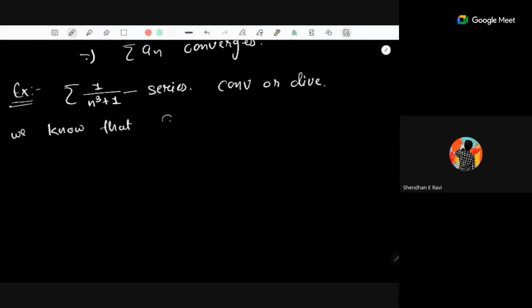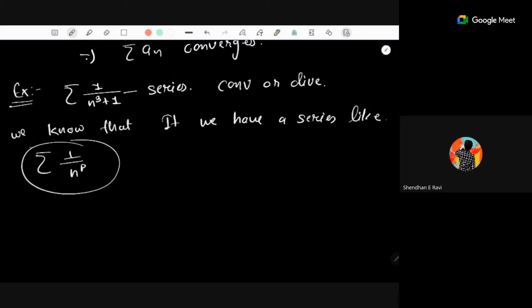So we know that if we have a series like summation 1 by n to the power p, this is known to be the p series. P series means summation of 1 by n to the power p, where the summation starts from 1 to infinity. So we know that this type of series converges if p is strictly greater than 1. That means 1 by n square, 1 by n cube, 1 by n to the power 4, and so on. These types of series actually converge.